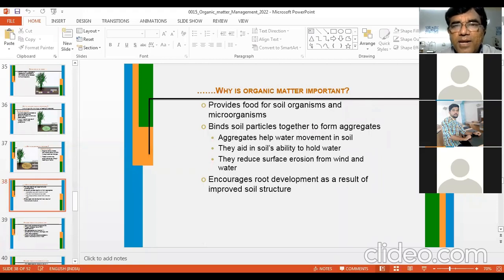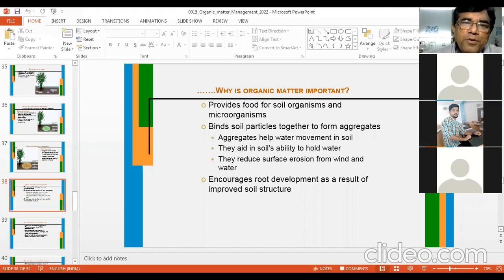There are several indirect advantages of humus or organic matter. It binds soil particles together, which means it improves the physical properties of the soil. Aggregates help water movement in soil. Soil aggregation happens because of humus, and water storage capacity increases, root growth improves, and they aid the soil's water holding capacity. Soil erosion is reduced due to binding of particles and aggregate formation, and it encourages root development as a result of improved soil structure.